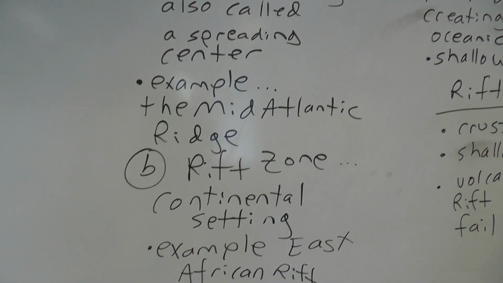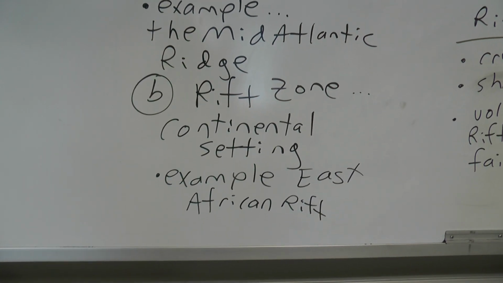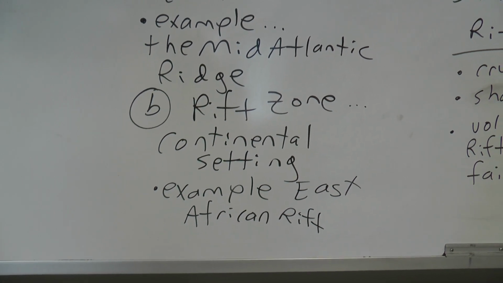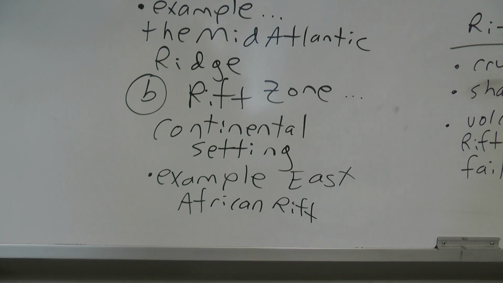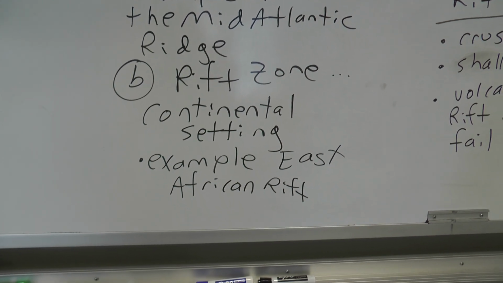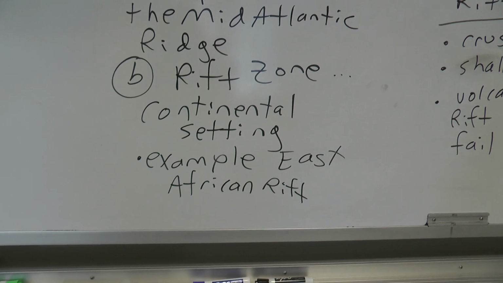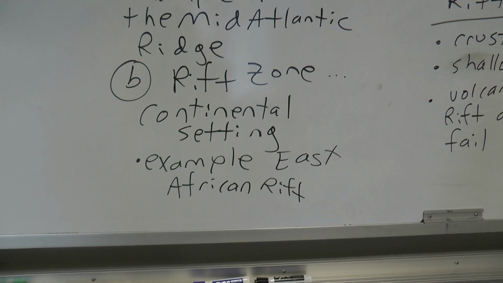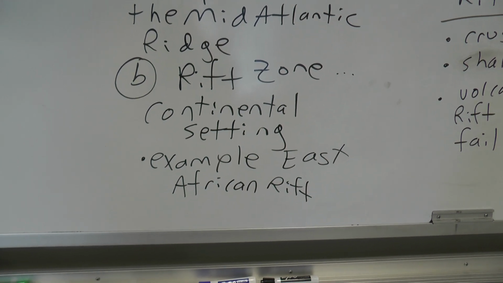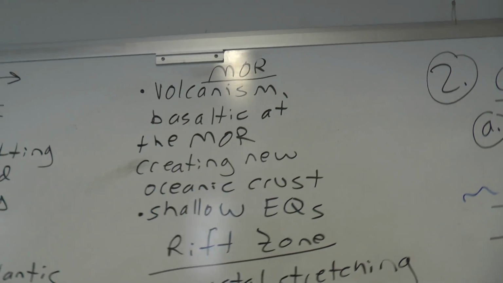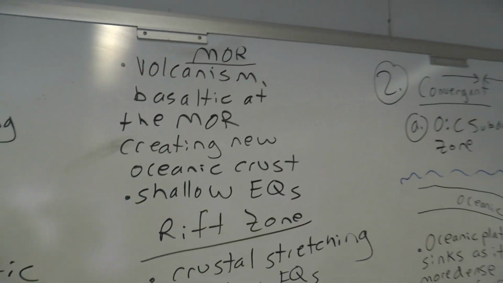Okay, our second type of divergent boundary, part B, number 1B, is called a rift zone. And a rift zone is in a continental setting. We can also refer to this as a continental rift zone. And our best example, really our only example of an actual rift zone on planet Earth right now, is the East African Rift.